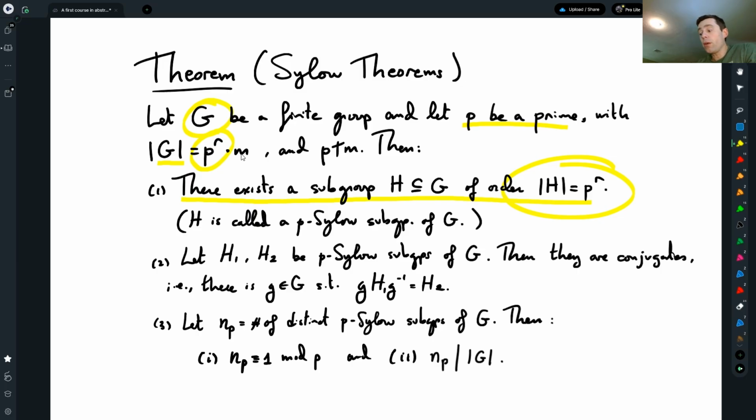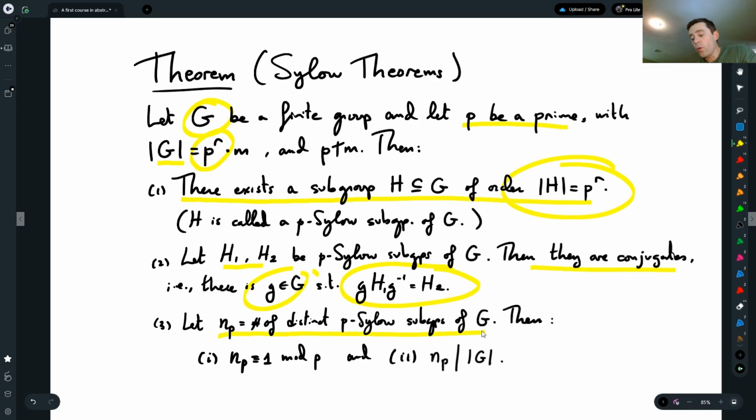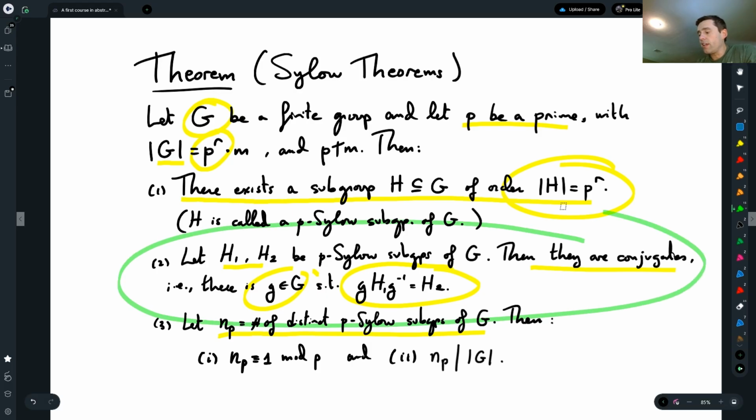The second Sylow theorem is going to tell me, if I have found one, how to find the others. And what it says is that if I have two, then they are conjugates. There is some G in the group such that H1 is a conjugate of H2. And the third Sylow theorem, which we will talk about in the next video, tells me how many there are. What's the total number of distinct P-Sylow subgroups? So today we're going to be talking about the second Sylow theorem. So let me prove that one.